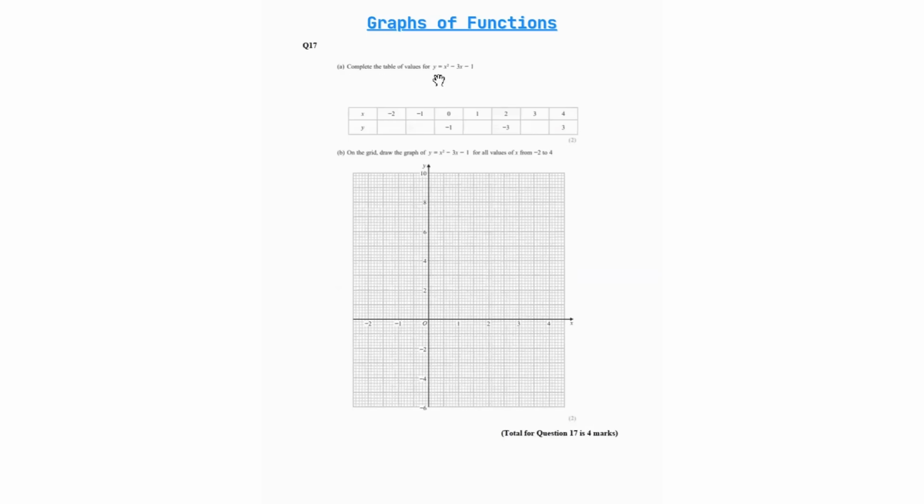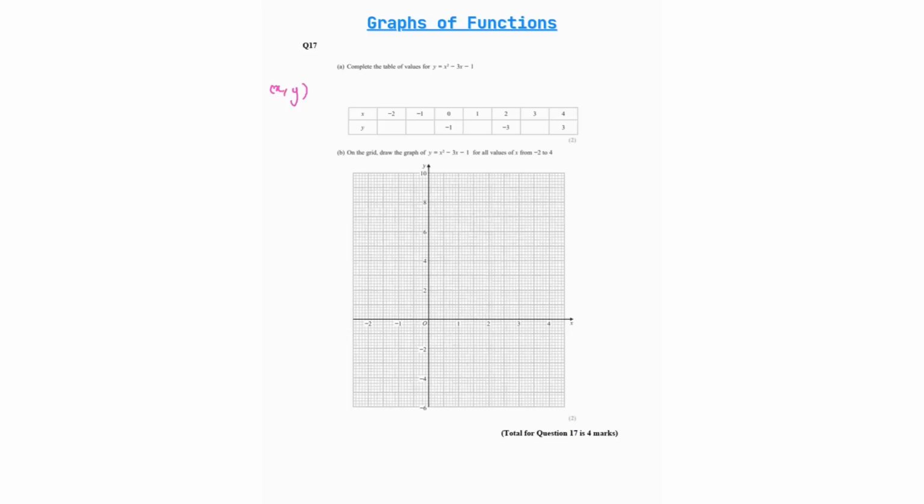Then it says complete the table of values for y equals x squared minus 3x minus 1. This is one of the most scoring questions on the exam. You just have to plug the x values in the equation, get the corresponding y values, and then plot the coordinates on the graph and connect the dots. For the coordinates, remember your x value comes first and y value is second. Coordinates are ordered pairs with x first, y second. It's not the other way around. It's always x first and y second.